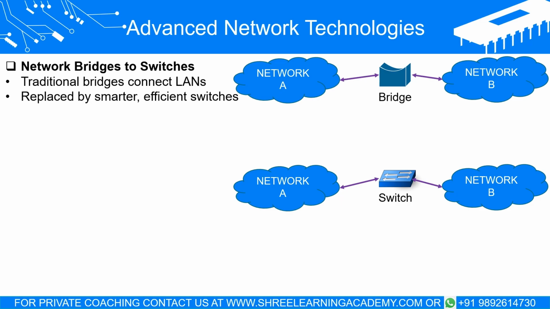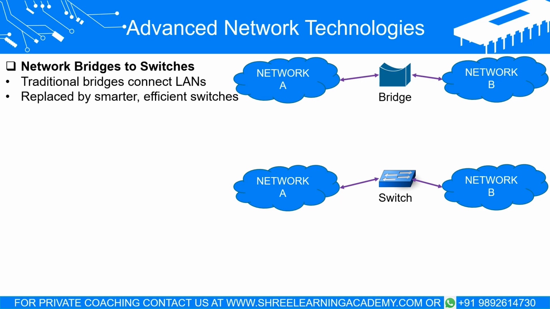The evolution from network bridges to switches. Traditional network bridges were devices that connected different local LANs to form a larger network. They acted like a traffic cop, deciding which data should go where. Today, these bridges are largely replaced by switches. A switch is smarter and more efficient. It learns which devices are connected to which ports and only sends data where it needs to go, thereby reducing unnecessary network traffic.